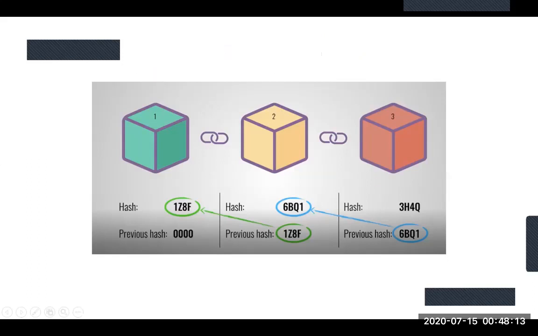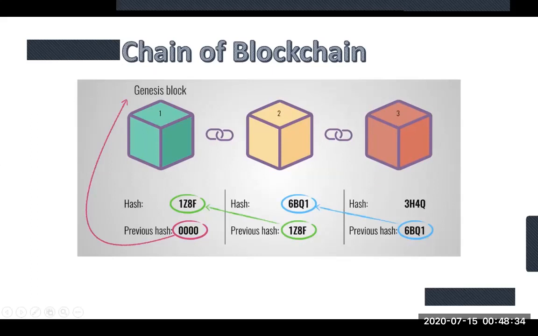Then how are they connected? You will find that this hash value is referred to by the next one, this hash value is referred to by the next one, so that the chain can be formed. The first block has no previous reference because it's starting the chain, and it's called the genesis block. As I said earlier, this is the genesis block, and other hashes are being referred to by the next one.